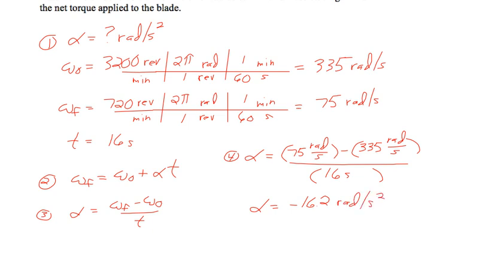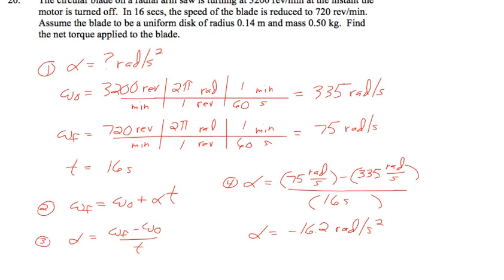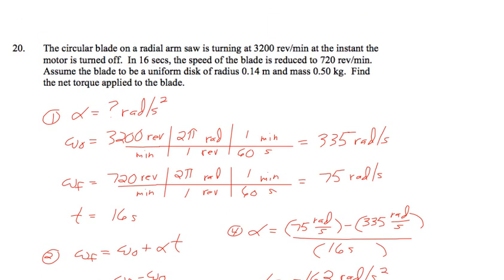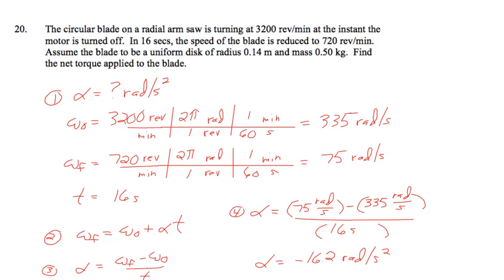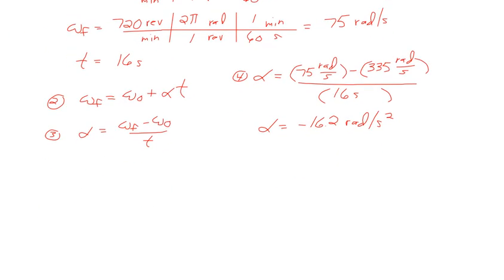So now that we know that, we need to get the I, and then we'll have both numbers to get the torque. So this is a circular blade. What shape do you think that is? A cylinder, because it's like a disc and a disc is a cylinder. So we're going to use I equals 1/2 mr squared. And then just plug in the numbers for that.